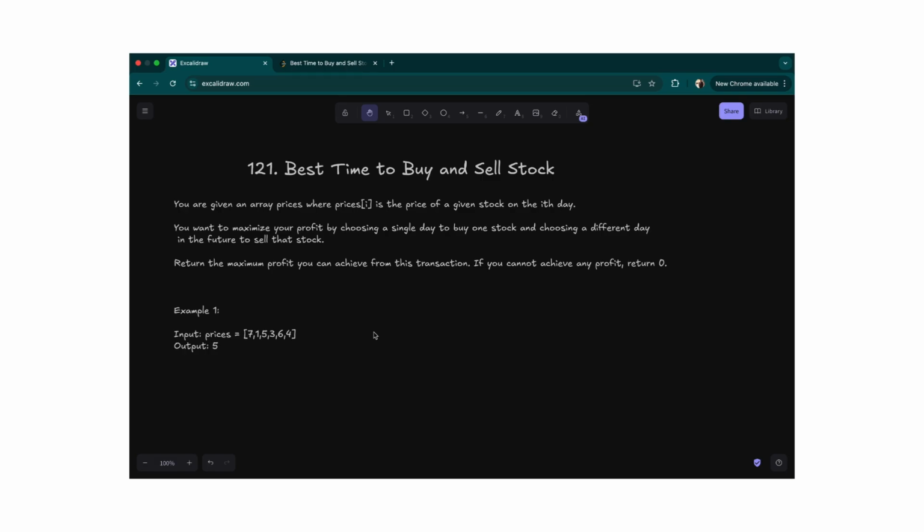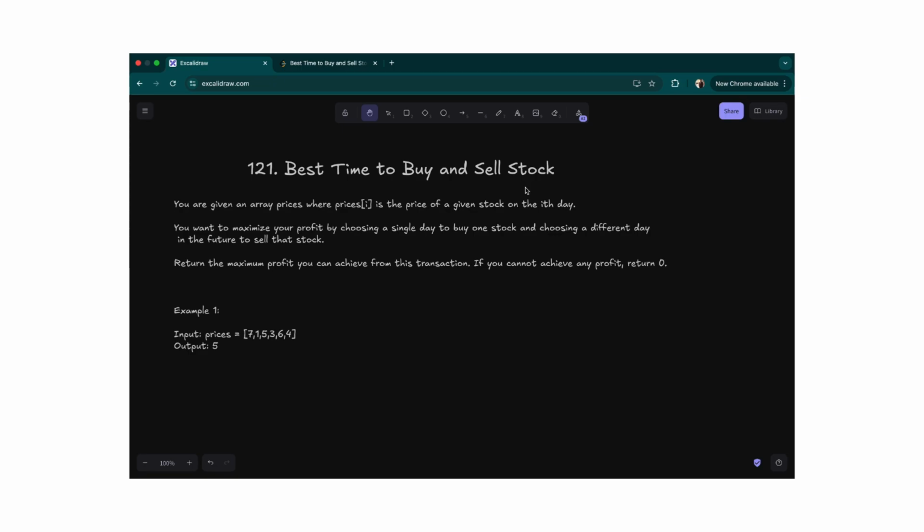Today we are going to crack an interview favorite coding problem, that is best time to buy and sell stock, which is there on LeetCode itself. So basically, imagine you are tracking the stock prices daily and you can buy on one day and sell on a later day. So how do we maximize our profit? That is basically the problem statement.